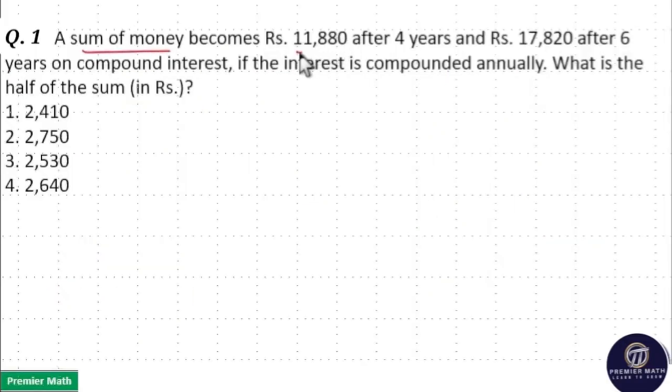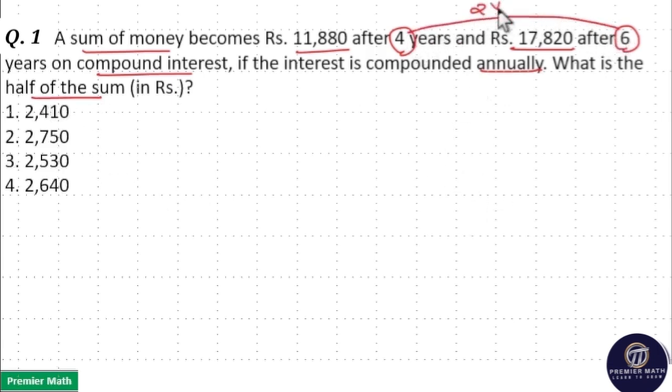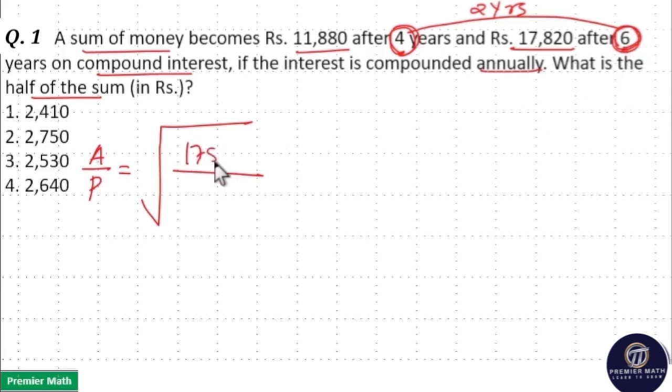A sum of money becomes 11,880 after 4 years and 17,820 after 6 years on compound interest, if the interest is compounded annually. What is the half of the sum? Here, the difference between 6 years and 4 years is 2 years. If the difference between years is 2 years, and you take the square root of the ratio of the 6 years sum and the 4 years sum, then you will get the amount and principal ratio for 1 year. That is, in the numerator write the larger sum, that is the 6 years sum, which is 17,820. And in the denominator, you have the 4 years sum, that is 11,880.